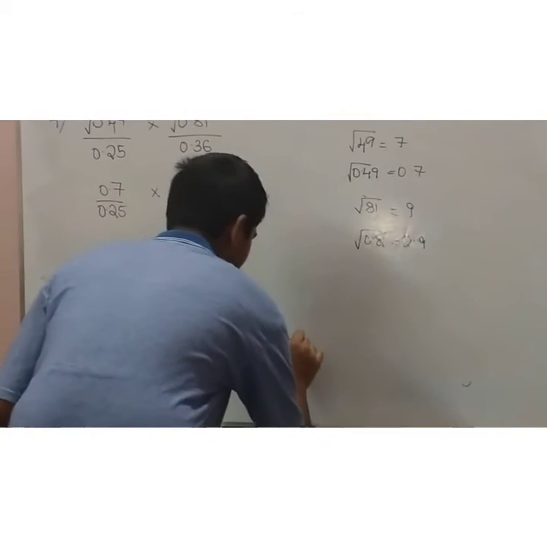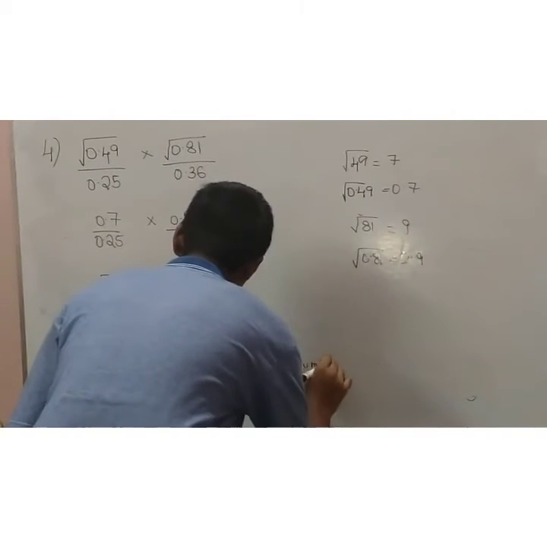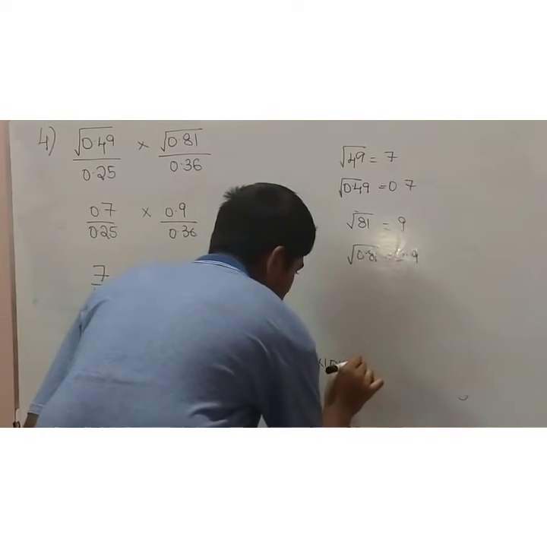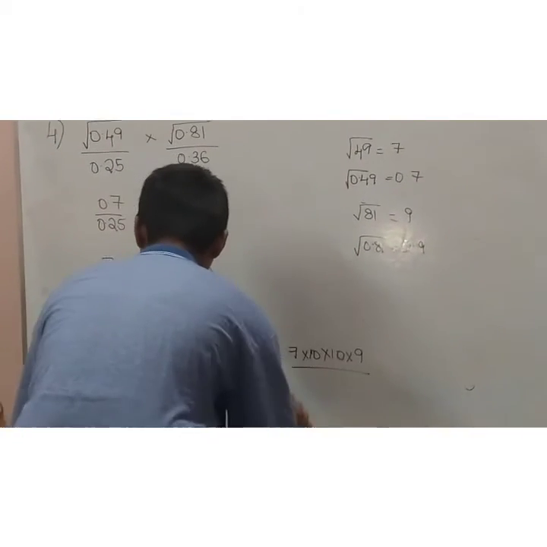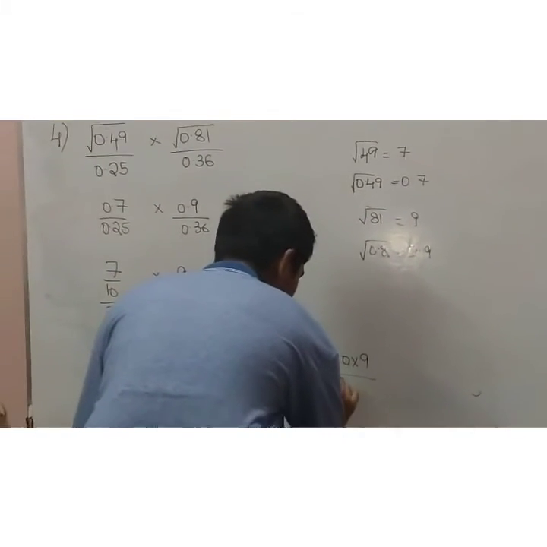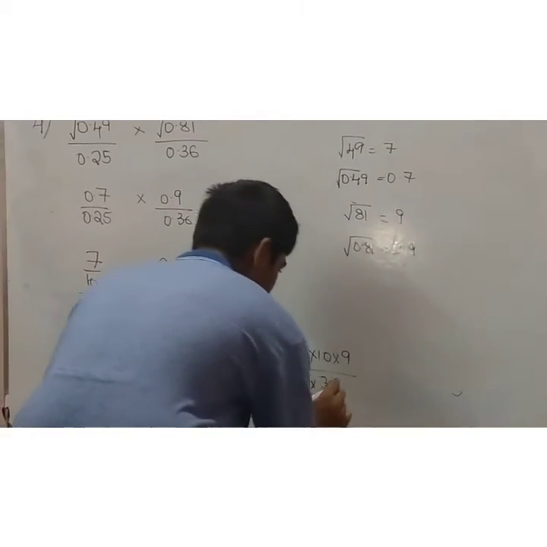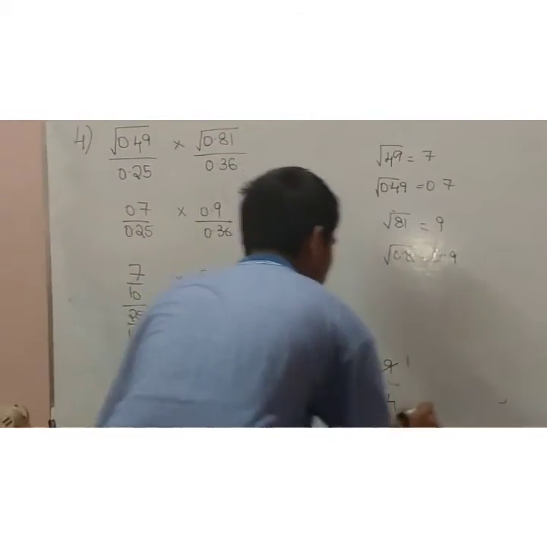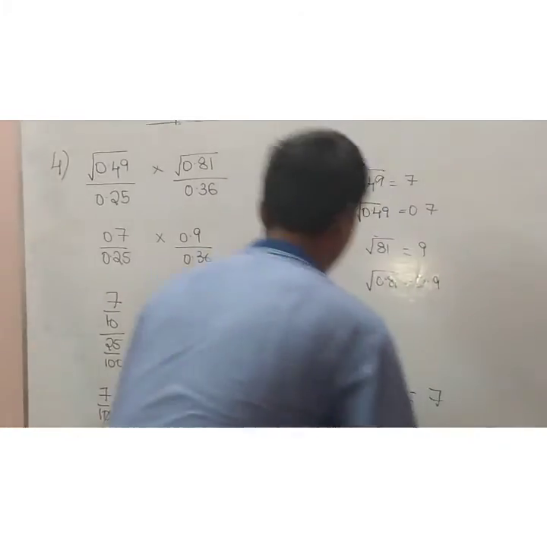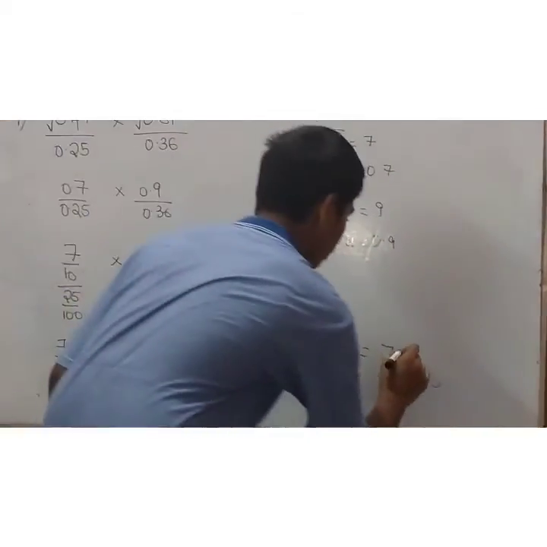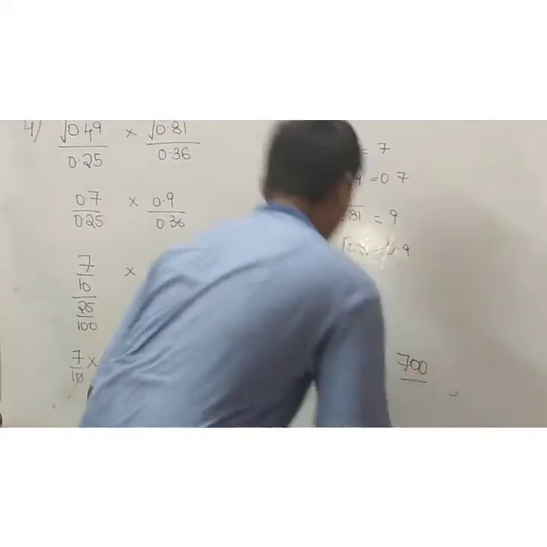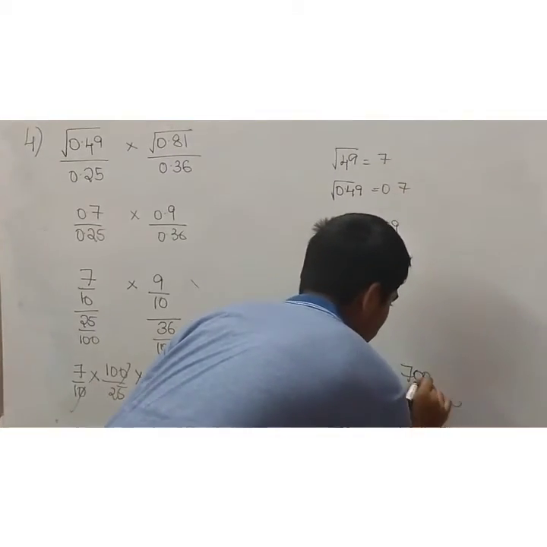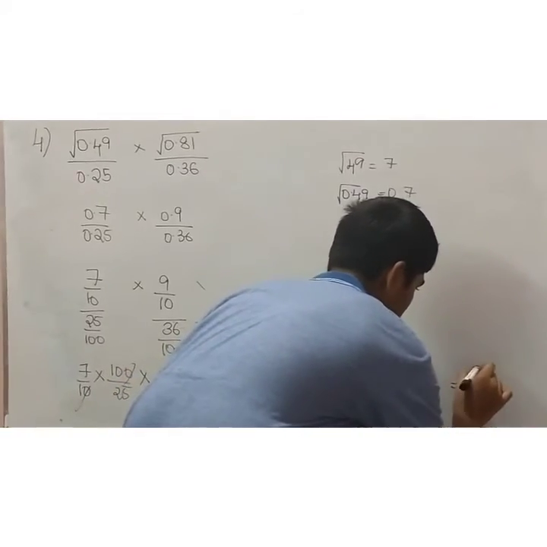Now 7 into 10 into 10 into 9 by 25 into 36. Now 9 ones are 9, 9 fours are 36. Now 7 into 10 into 10 is 700 by 25 into 4 is 100. Zeros will cancel. The answer is 7.